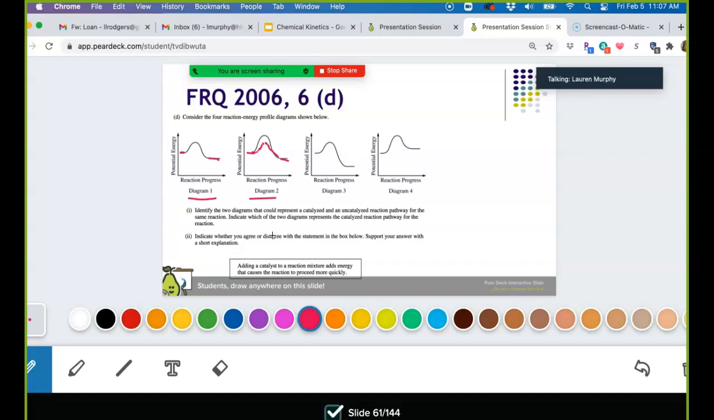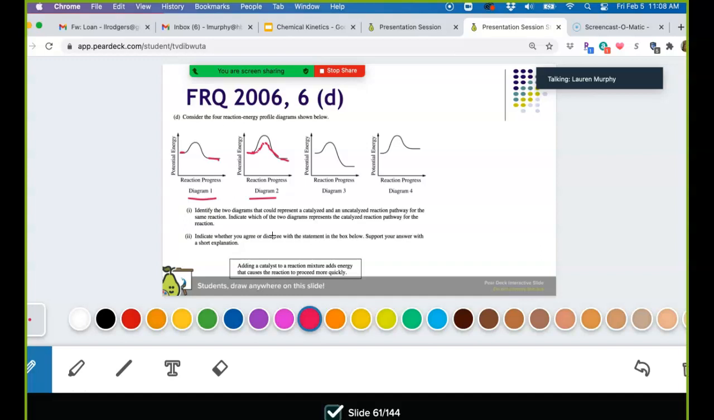And this last thing says, indicate whether you agree or disagree with the statement in the box below. Support your answer with a short explanation. Adding a catalyst to a reaction adds energy that causes a reaction to proceed more quickly. Careful. Part of the statement is true, right? Adding a catalyst causes a reaction to proceed more quickly. But how do catalysts make a reaction proceed more quickly? They lower the activation energy. They don't add more energy. They provide an alternate pathway for the reactants to react. They don't actually add energy.